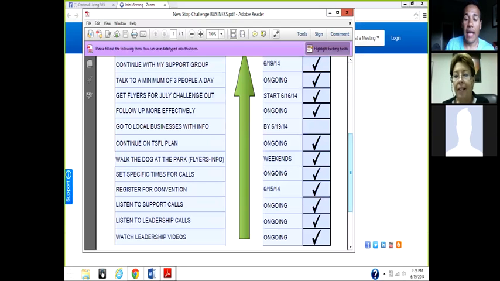And I like how you've got these check boxes over here. Does that mean it's been accomplished? But these have been accomplished. This one here, go to local businesses with information, that did not get accomplished. And the reason it didn't get accomplished is because the air conditioner on our RV went out, and we spent the day installing a new air conditioning system so we can take our trip. And that's life, right? That's life. Yep. That's life.